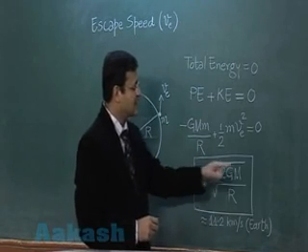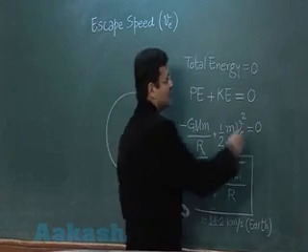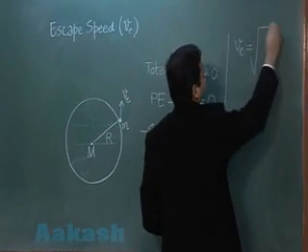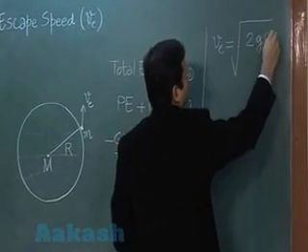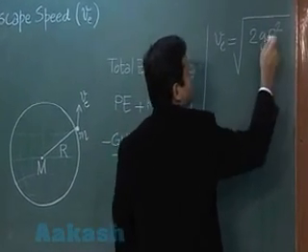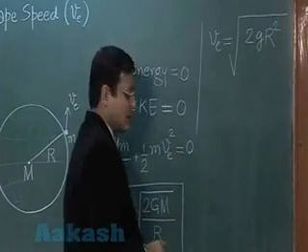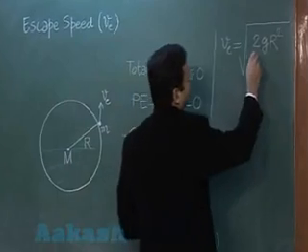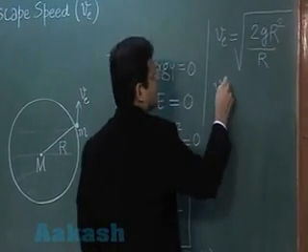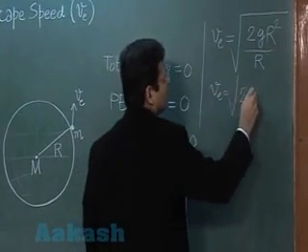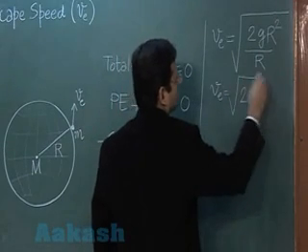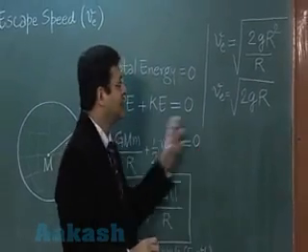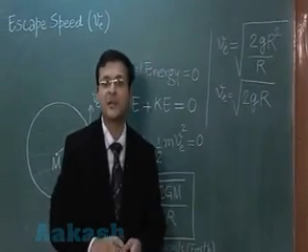In case you express this GM as gR square, in case we are looking at this expression, as you know that acceleration due to gravity small g is capital GM by R square. So this capital GM I have replaced by small g R square. Then the value of escape speed becomes under root 2gR. And this expression will tell you that even on the surface of the earth, the escape speed is not same.